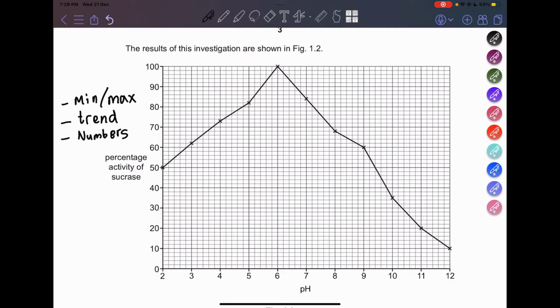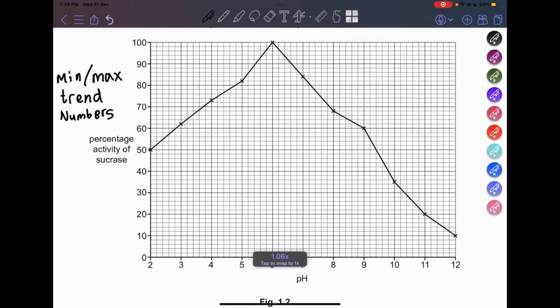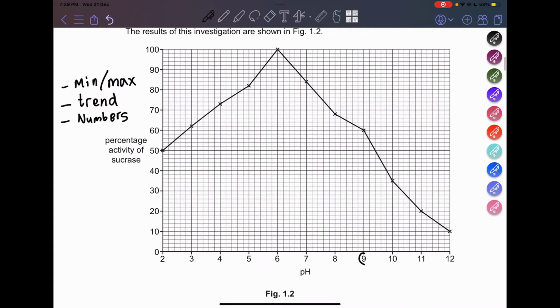Third point is numbers. That means that you have to mention, for example, that at a pH of 9, its activity was at 60%. So this is what I mean. You have to pick a value on the graph and just mention it. You can say, for example, at pH 9, the activity was 60%. This is how you mention it in your answers.